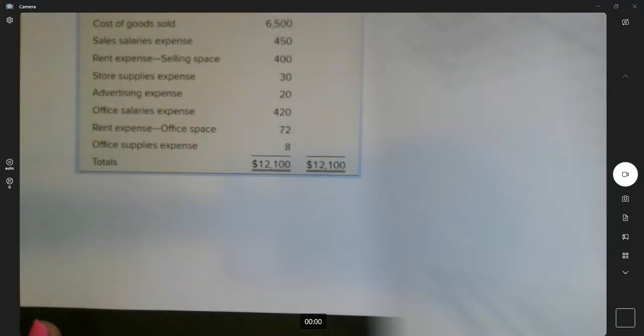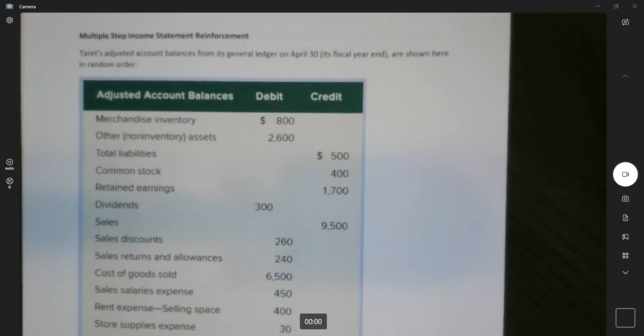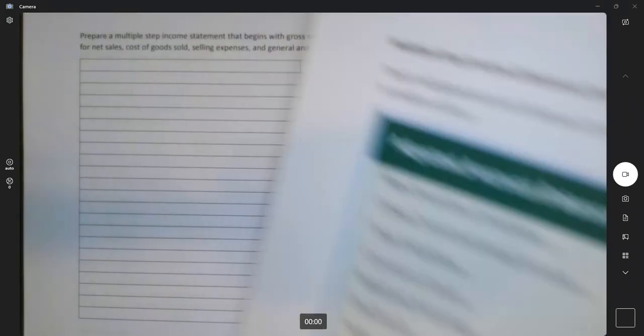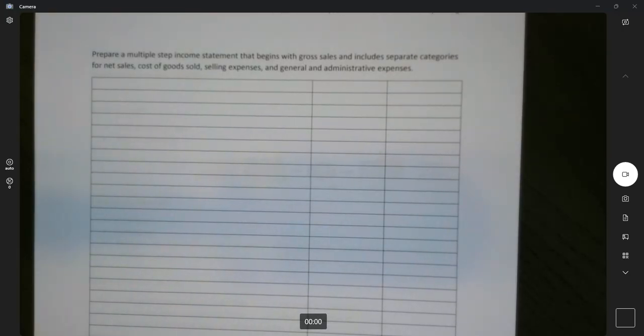Turning the page. Next up, we're going to take a look at the multiple step income statement. These are just the accounts that I'll be using on the next page. This is the adjusted account balances from the general ledger on April 30th. And we're going to utilize what we need for a multiple step income statement. Multiple step income statement is just going to have different levels of profitability, and I'm going to show you how to put that together.